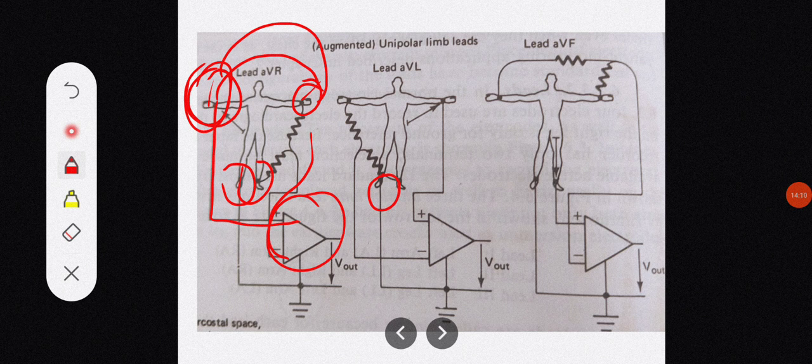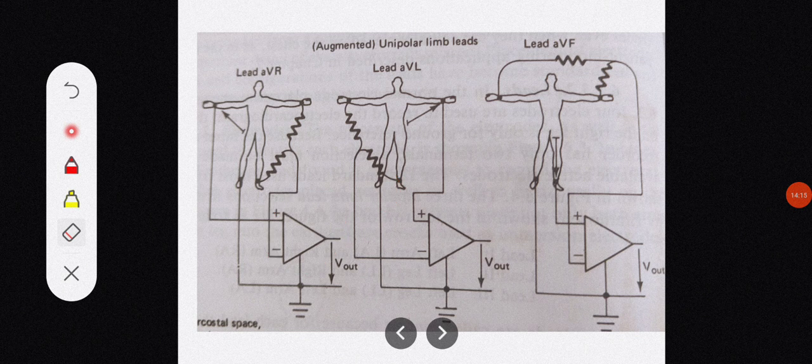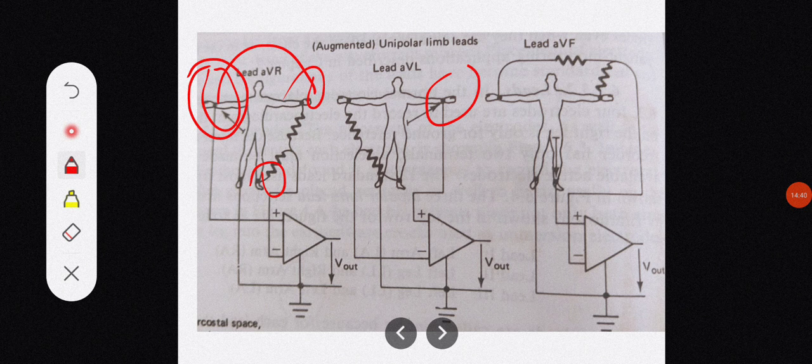Now this is the augmented unipolar limb lead that I have shown here. What I am trying to say is that in unipolar limb lead, one electrode was used as the exploratory electrode, and the central terminal was taken from the 3 electrodes, the exploratory electrode and the other 2 electrodes. Because of this, the amplitude of the ECG recording was very small. Here you can see another combination, where this is the exploratory electrode and the central terminal is taken from the rest. This was in the case of unipolar limb leads.